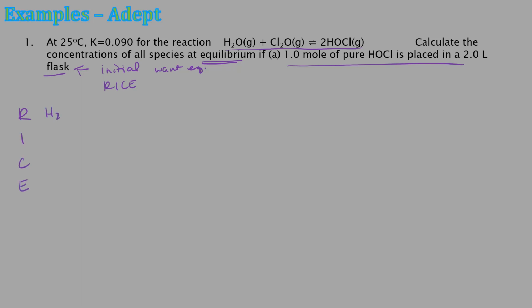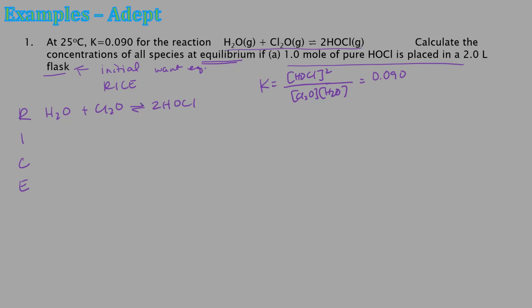My reaction, water plus Cl2O goes to HOCl. And I also know that K is going to be equal to the concentration of HOCl squared over Cl2O times H2O. And that will be equal to 0.090.